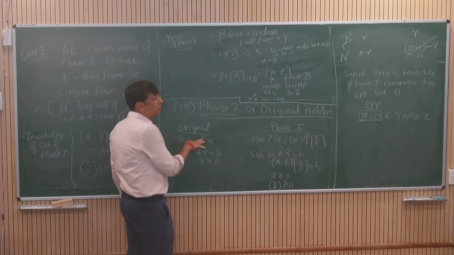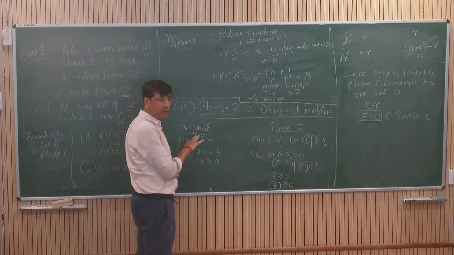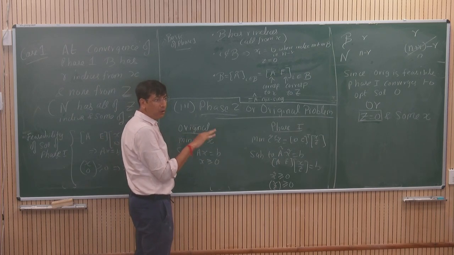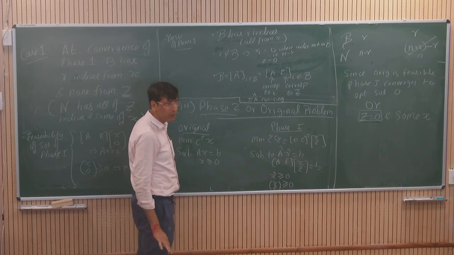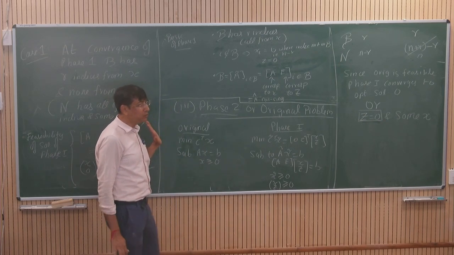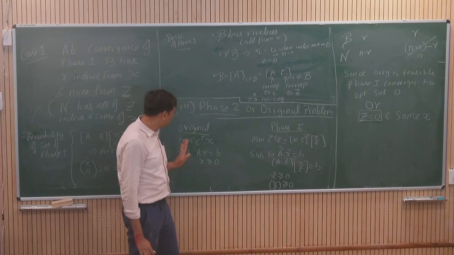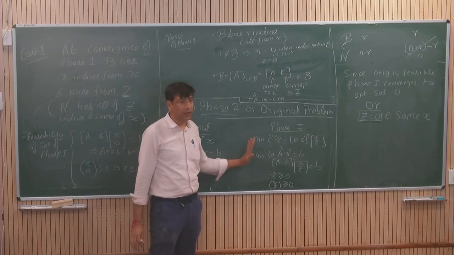So I'll start again from here. You were clear with the proof, the second which we were saying, no? Phase 1 has an optimal solution 0 if and only if the original problem is feasible. Okay. So what I've done is I've written the two together for you on the board. This is the original problem. This is the phase 1 problem.